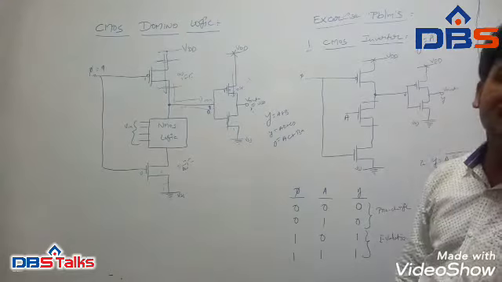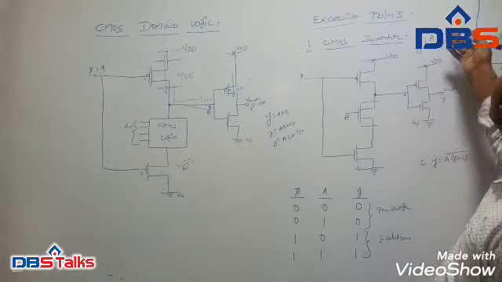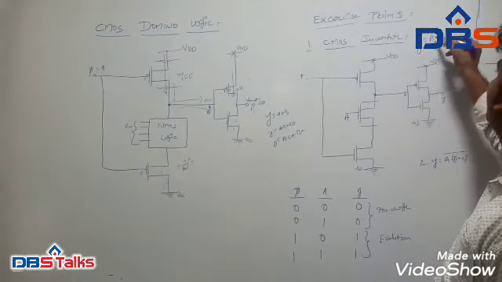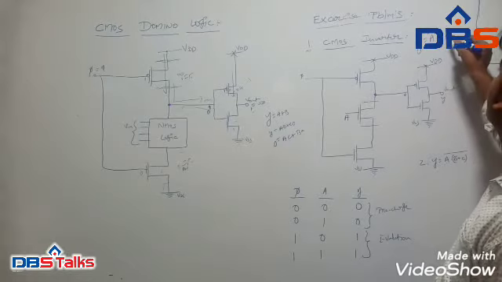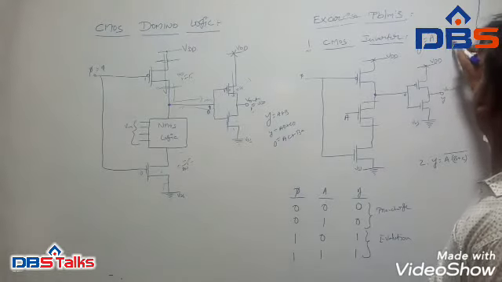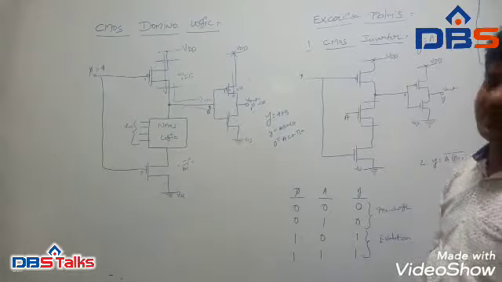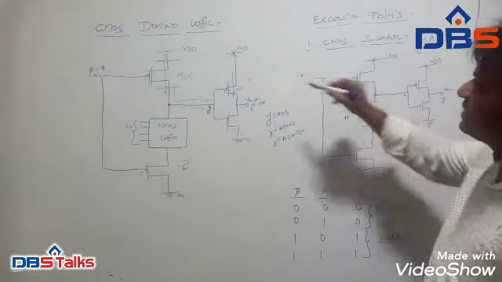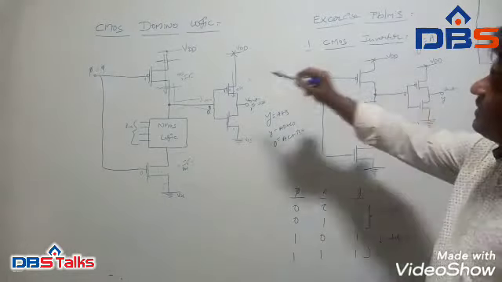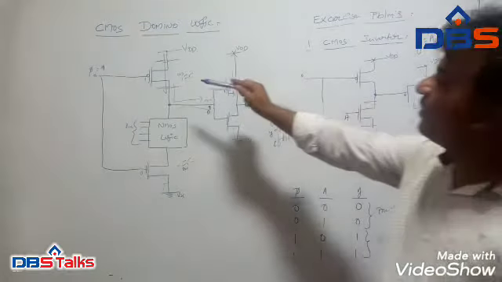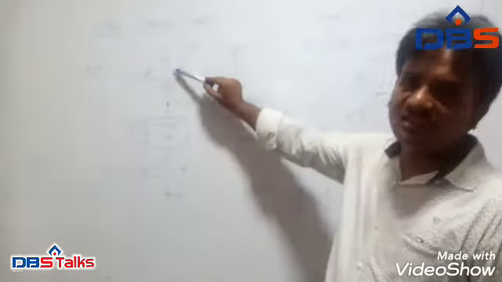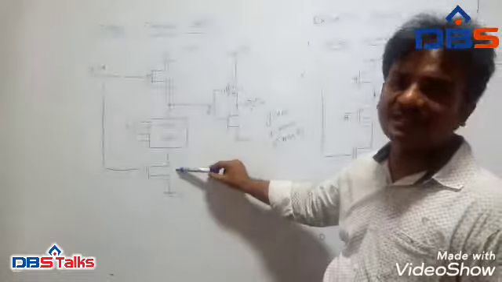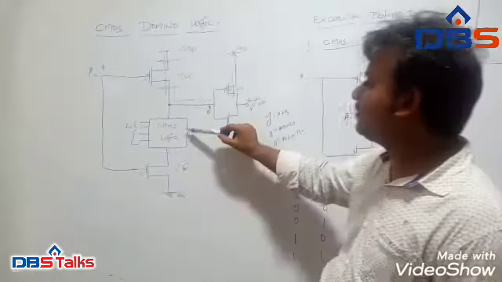That means I have to implement Y = A bar, which is equal to the non-inverting functionality Y = A, using CMOS Domino logic. Whenever we observe CMOS Domino, we have the pre-charge transistor and the evaluation transistor, and in between we have NMOS logic.